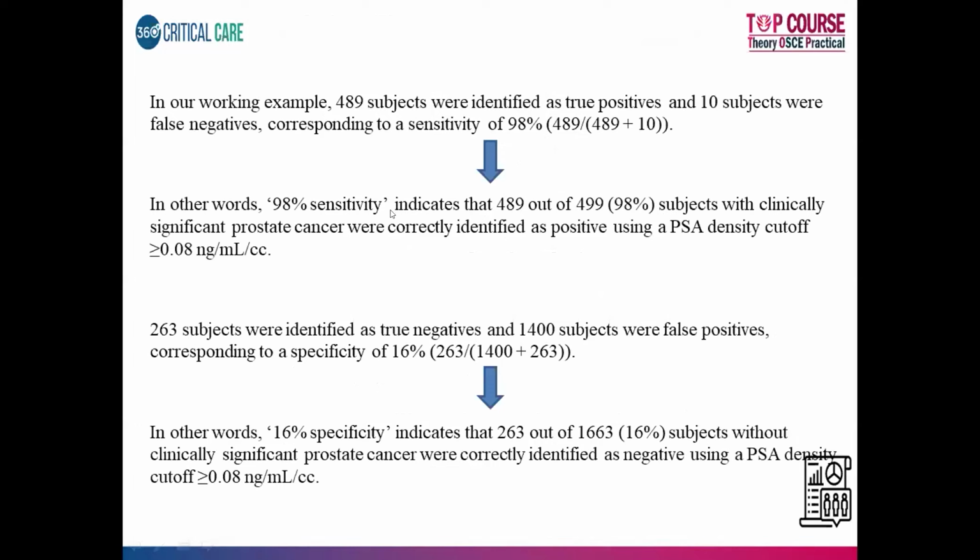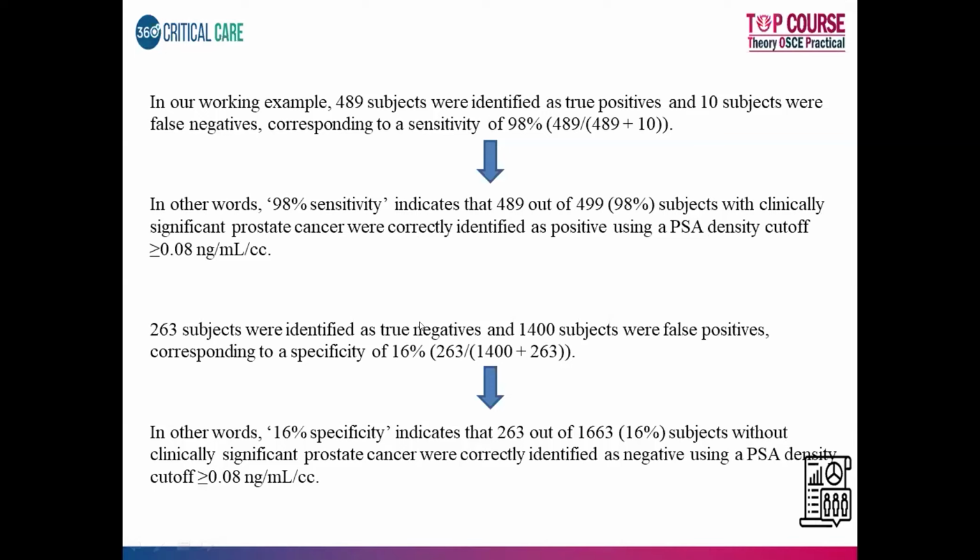So what does this 98% sensitivity indicate? It means that 489 out of 499 subjects with clinically significant prostate cancer were correctly identified as positive using this PSA density. The cutoff value in this study was less than or equal to 0.08.